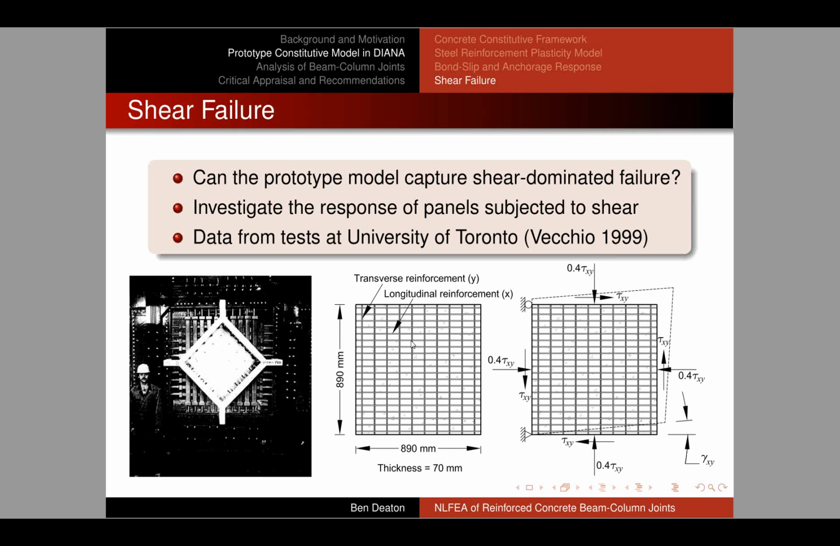panel tests. So there's been a lot of work done by Frank Vecchio at the University of Toronto. I'm showing here a photo of their panel tester, and this setup basically allows them to apply near constant states of stress to the panel.